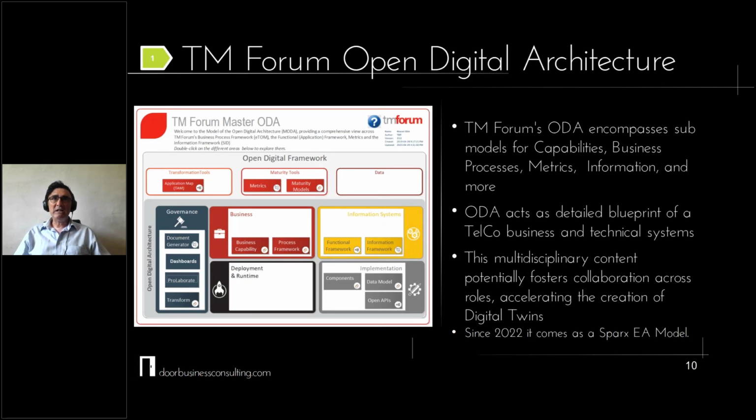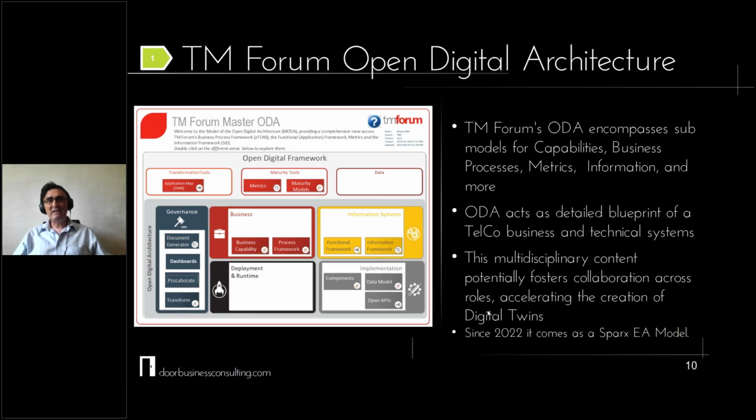ODA is divided in submodels containing capabilities, business processes, metrics, information, and more. We are talking about thousands and thousands of objects. So for example, in the process framework, we have over 3,000 processes that are decomposed in sub-processes. Then we have the information framework that contains around 2,000 elements. Then we have open APIs that expose all of that. We have also business capabilities, we have metrics, and so on.